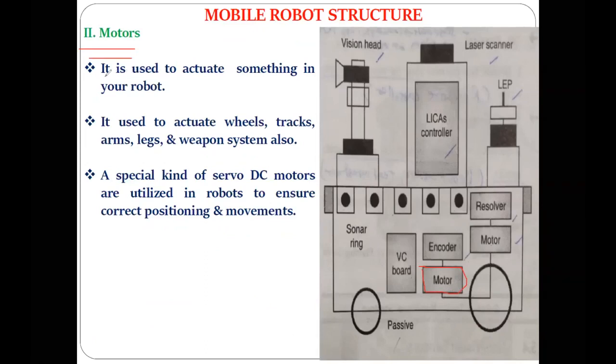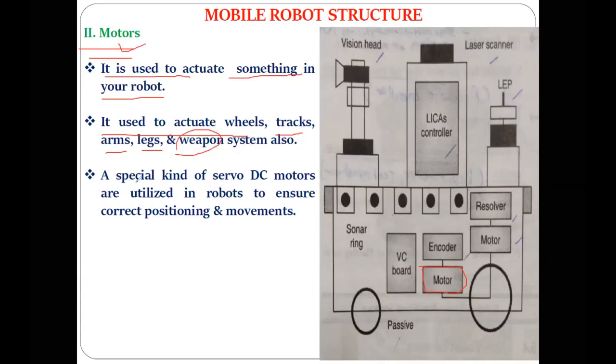Here I have mentioned, the motor is used to actuate something in your robot. Actuate something means it makes the robot perform some kind of activity. So it is used to actuate the wheels, which means it is responsible for the movement of the wheels, tracks, arms, legs, and weapons also. Can we attach weapons to the robot? Yes, we can also attach weapons to the robot. So for the movement of those weapons, for all these things, the motor is there.